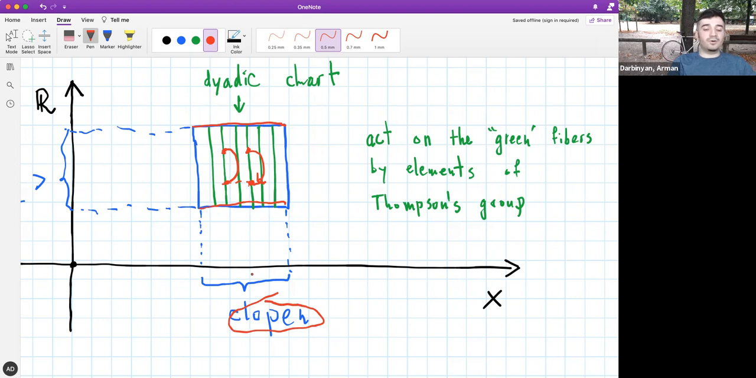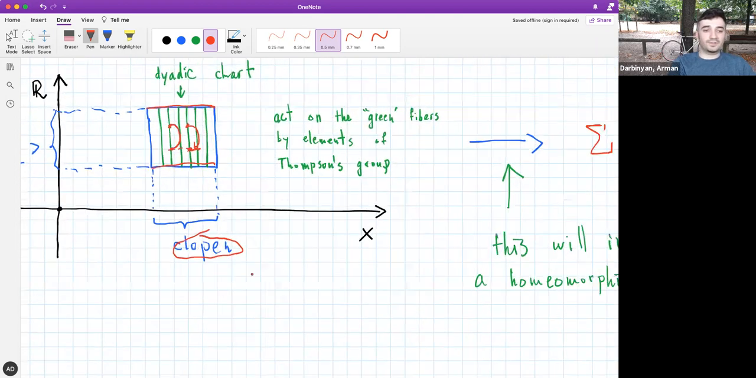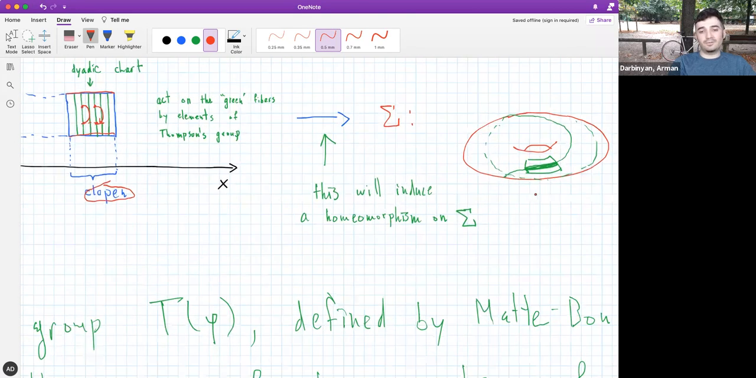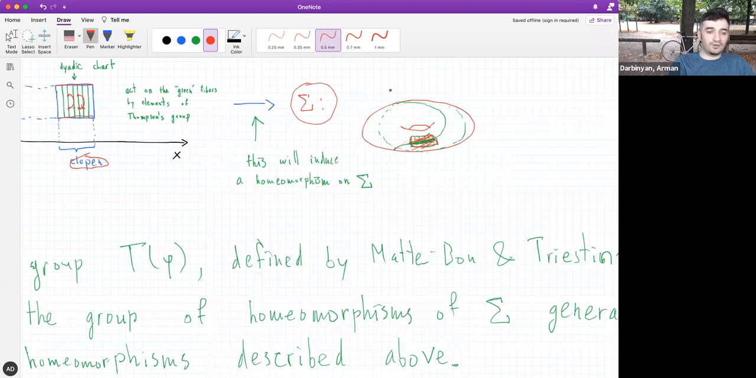Now consider the induced homeomorphism on the mapping torus by this homeomorphism on the XR plane. This blue rectangle will go to some other rectangle on the mapping torus. Everything here is twisted, so the fibers have some twisted spiral shape. However, it will induce a homeomorphism of sigma.